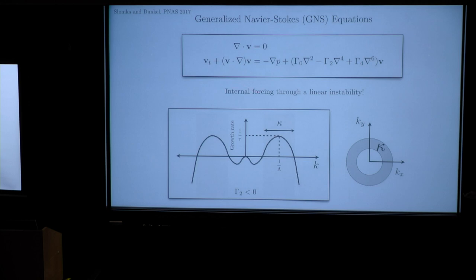If you look at the dispersion relation of the system and you flip the sign of gamma 2, so if gamma 2 is less than 0, then you get a dispersion relation that looks like this. Here, you introduce a band of linearly unstable modes. So you are internally forcing the system so that these modes grow, and the modes outside this band dissipate. You end up getting these vortex patterns in your flow field, which have a certain dominant length scale, which corresponds to the most unstable wave number. That is 1 over lambda, where lambda is the size of your vortices.